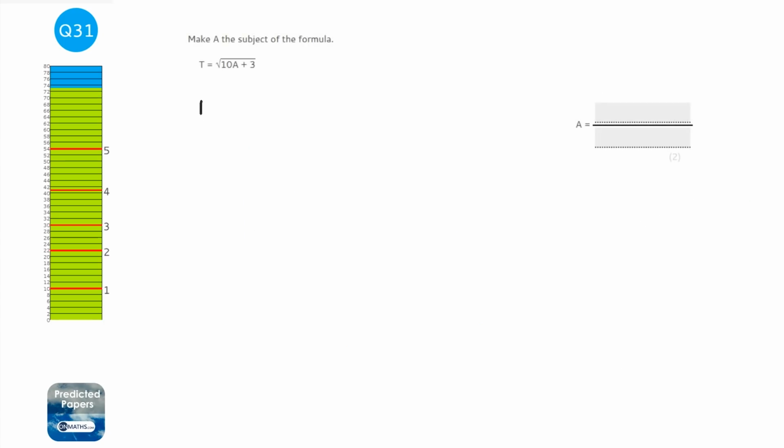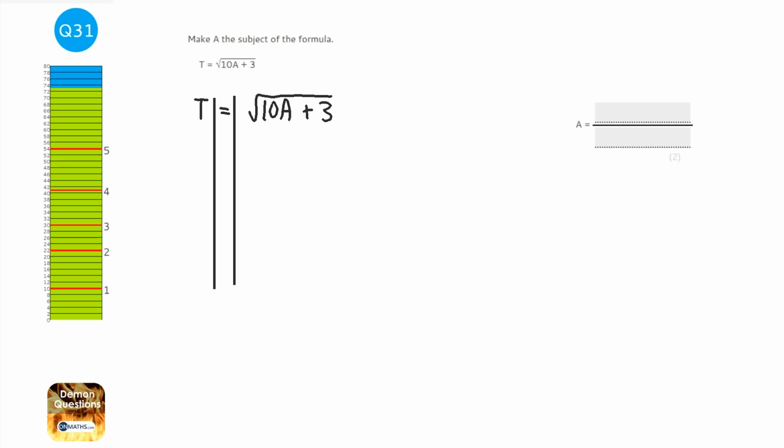Okay, I'm just going to write this out to make it a bit bigger. Now we're asked to make A the subject, which means we want A equals. So I'm going to put my lines down. Now the first thing I need to do is get rid of that square root, because if you look, the right hand side is all trapped in that square root. So what I'm going to do is square both sides.